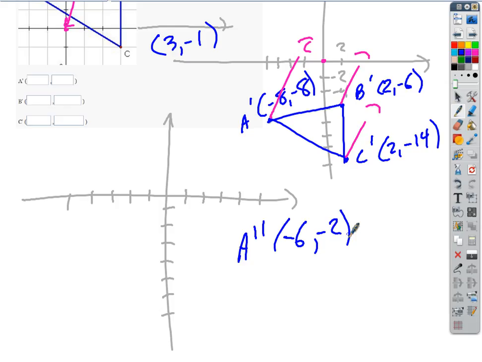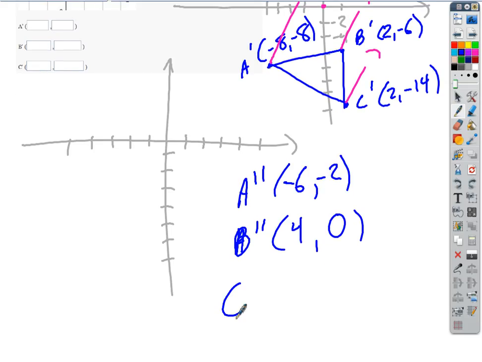And B double prime would be 4, 0, right? And C, see that 0, -6 plus 6? And then C double prime would be 4, and then -14 plus 6, -8. Make sense? Okay. All right, that's how we do that. Easiest way to do it. Okay, that's it.